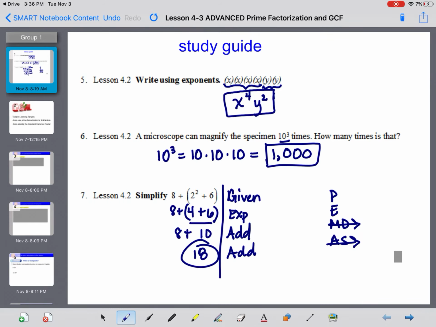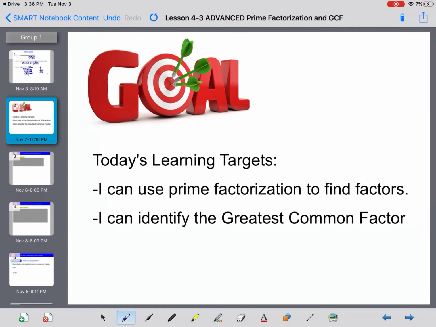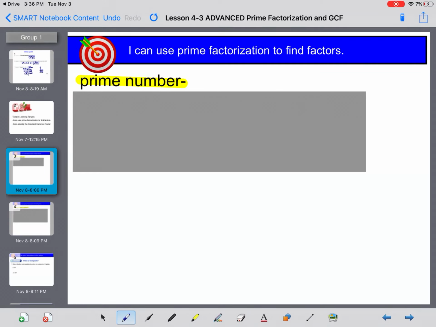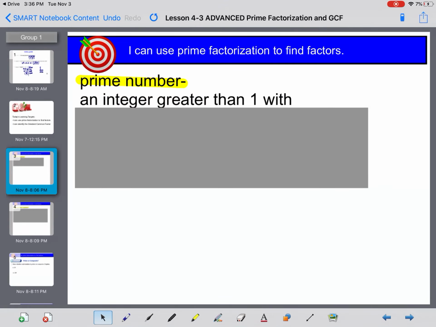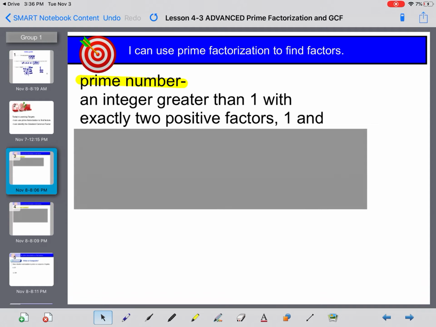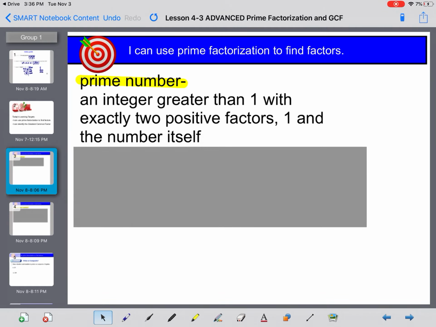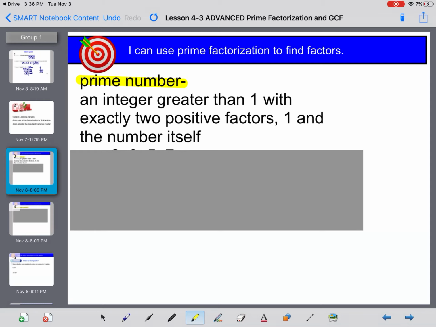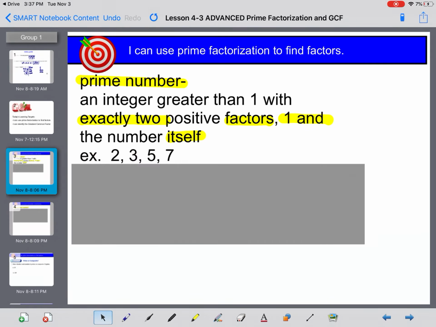Today's learning targets are to use prime factorization to find factors, and then to identify the greatest common factor. Let's go over some vocabulary. Much of this is review from previous work in math. A prime number is an integer greater than 1 with exactly 2 positive factors, 1 and the number itself. Make sure you get that written down.